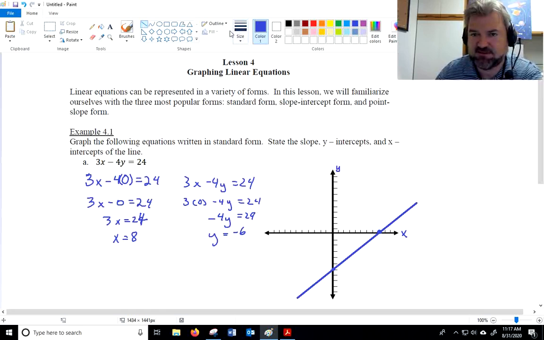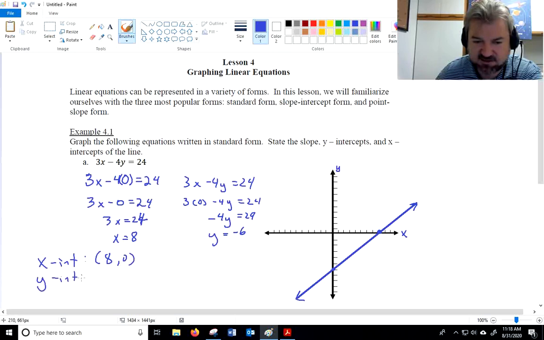All right, and that's it. I do like to put little arrows on my lines, and I hope you do too, because I want you to know they keep going forever. Now, it did ask us for the x-intercept. We have that at 8. We've got the y-intercept at negative 6. We might want to make that more explicit by saying something like the x-intercept is at (8, 0). The y-intercept is at (0, negative 6). As long as I know what you mean, though, I'm sure it's fine.